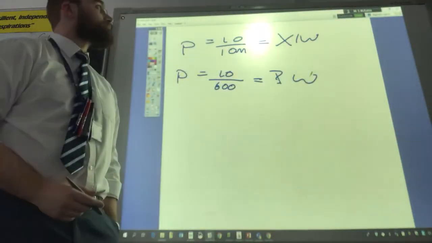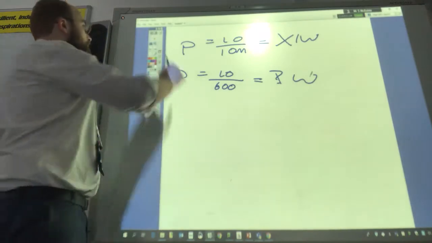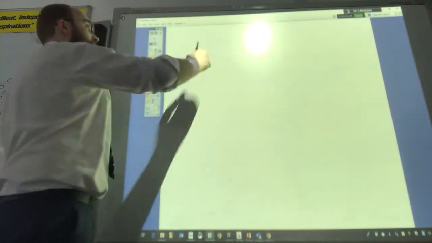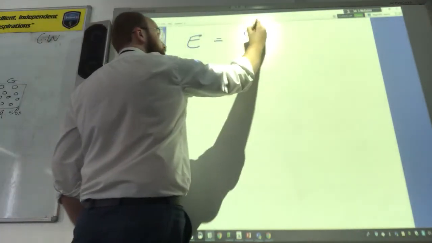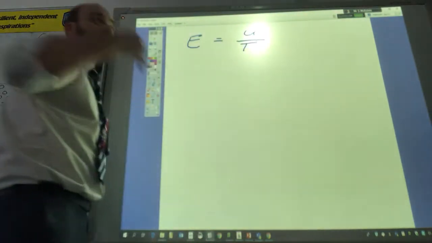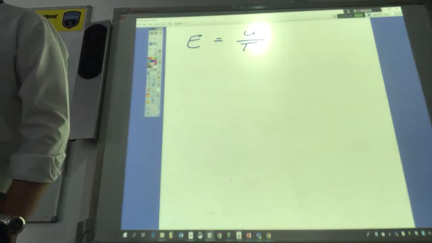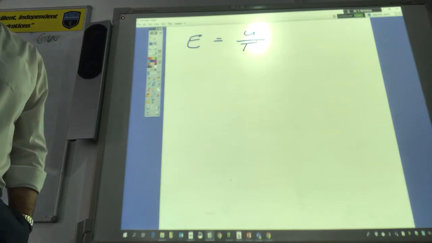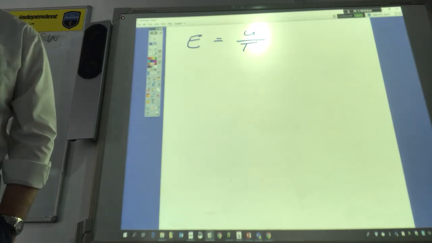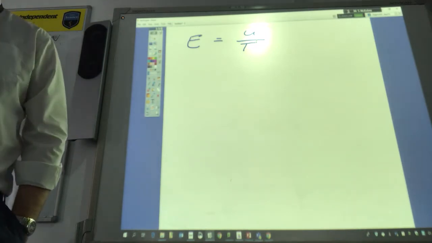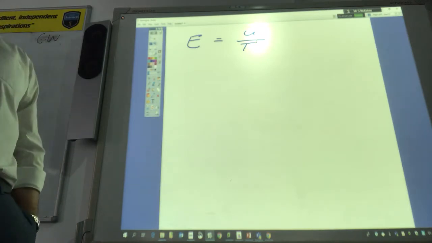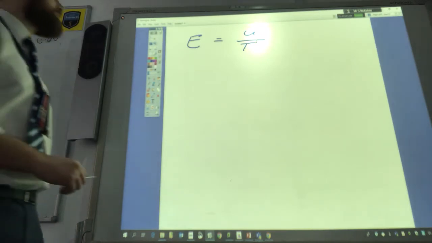Listen up. If we're working out the efficiency, it is equal to the useful divided by the total. This can either be work done, i.e. energy, or it can be power. You have to be careful when you're looking at your units, when you're looking at your questions, okay? If it's talking about power, it'll be watts. When it's talking about energy, it will be joules. Power isn't the same thing as joules.